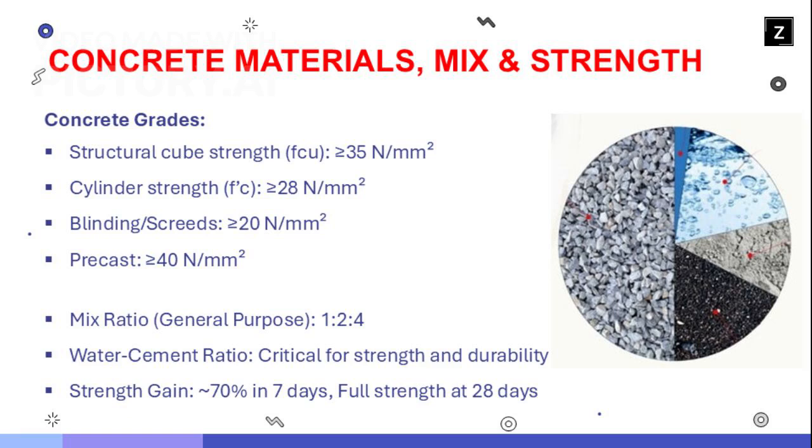A general purpose mix uses a 1:2:4 ratio, cement, sand, aggregate. However, more important is the water cement ratio, which greatly affects strength and durability. Concrete gains around 70% of its strength in 7 days and reaches full design strength by 28 days. Testing is typically done at this 28-day mark.